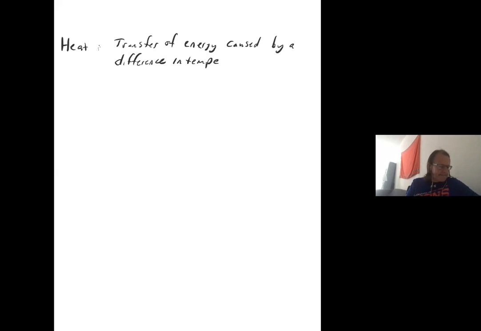Okay, so what is heat? Let's start with that one, heat. Heat is the transfer of energy caused by a difference in temperature. Okay, so if one object is at high temperature, so let's say it's at 50 degrees C, and you put it in contact with something that's colder, let's say 20 degrees C, energy will flow from the object that's at higher temperature into the object that's at lower temperature.